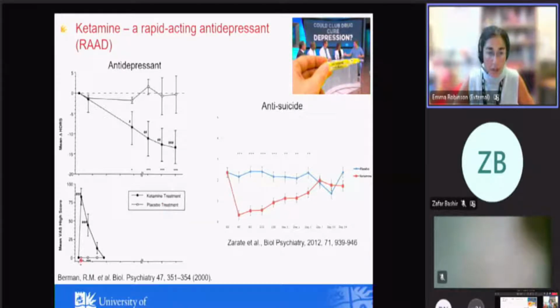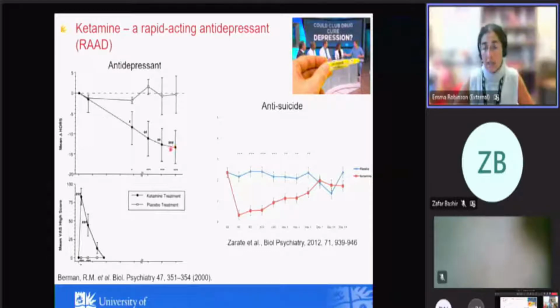So this graph at the bottom here, this is what we would consider the dissociative aspect of ketamine. So this is when people feel that the drug is causing some sort of dissociation. But that's very, very short-lived. And in fact, the antidepressant effect is seen much later and is sustained.